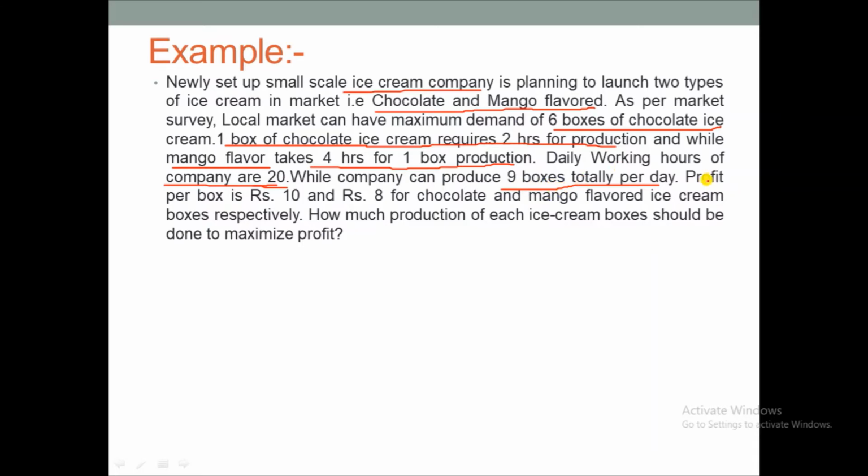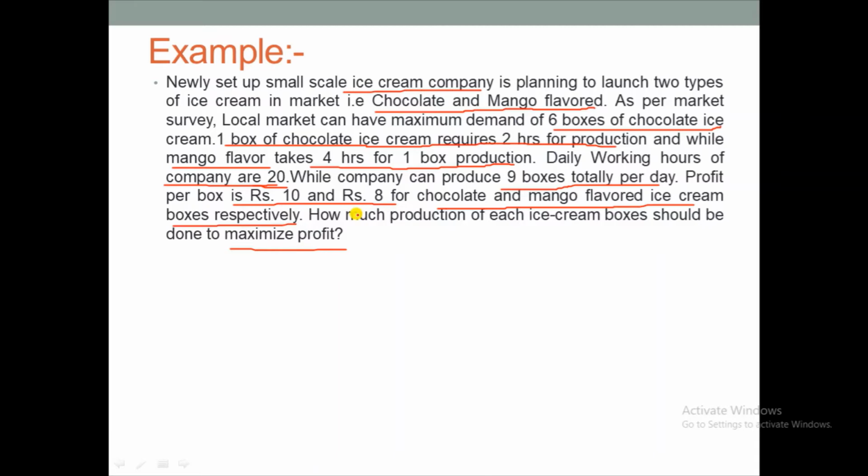Next is that profit per box is rupees 10 and rupees 8 for chocolate and mango flavored ice cream boxes respectively. It means that not one ice cream, it is saying per box: 1 box of chocolate ice cream will give rupees 10 profit to the company, and 1 box of mango flavored ice cream is going to give rupees 8 to the company. Now the question is simple: how much production of each ice cream box should be done to maximize the profit? So the company has a simple question, how much should be the production of chocolate flavored ice cream and mango flavored ice cream.